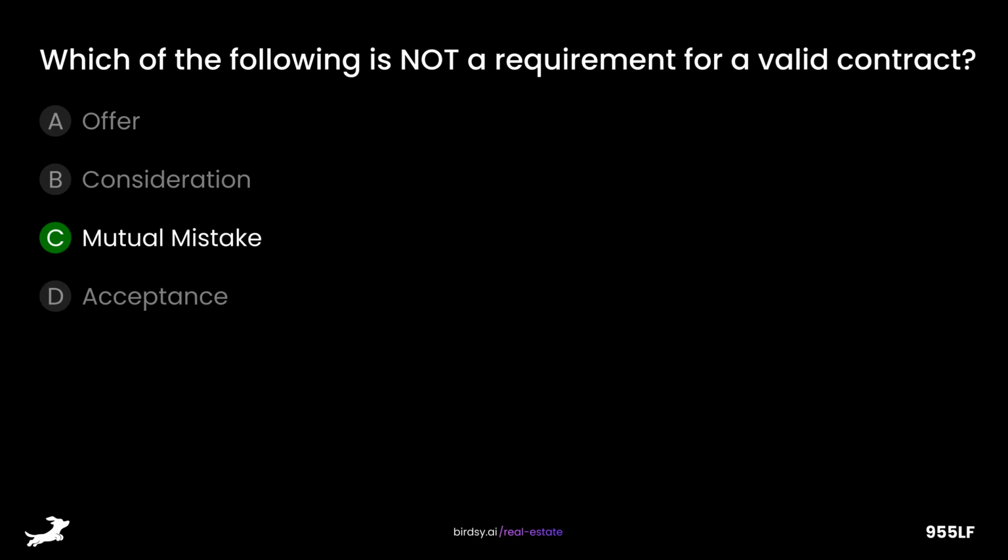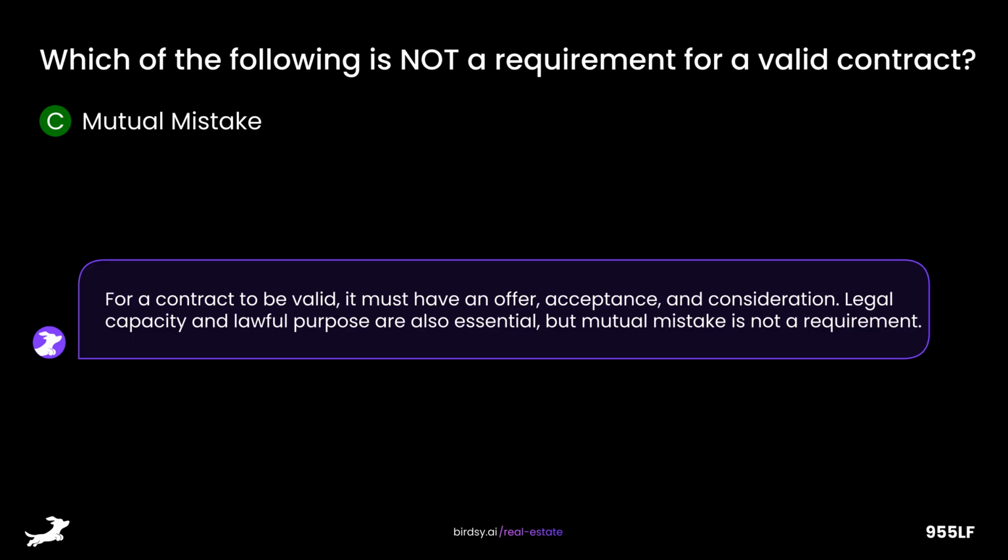The answer is C, mutual mistake. For a contract to be valid, it must have an offer, acceptance, and consideration. Legal capacity and lawful purpose are also essential, but mutual mistake is not a requirement.